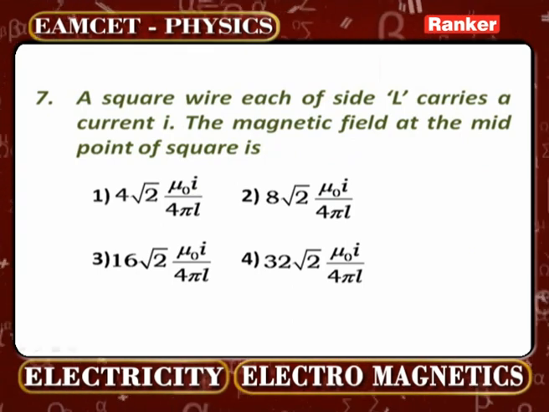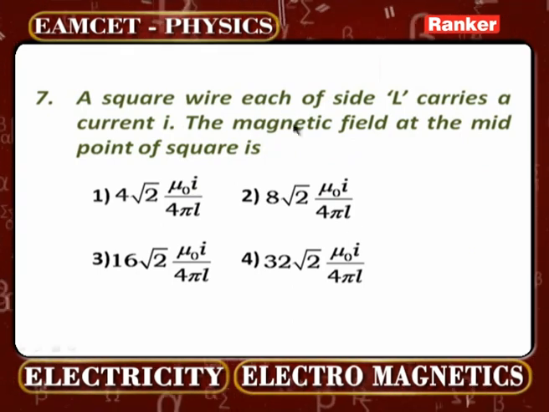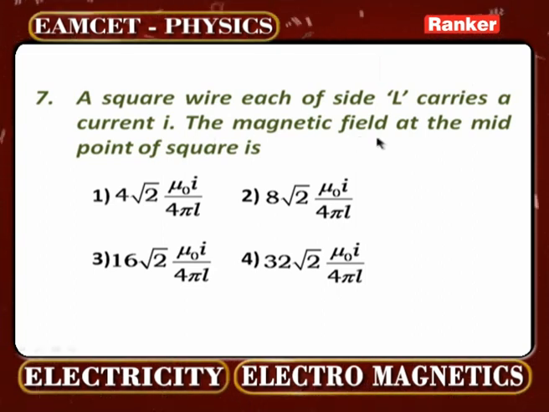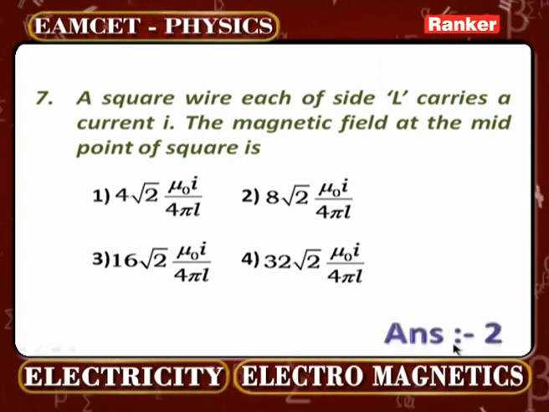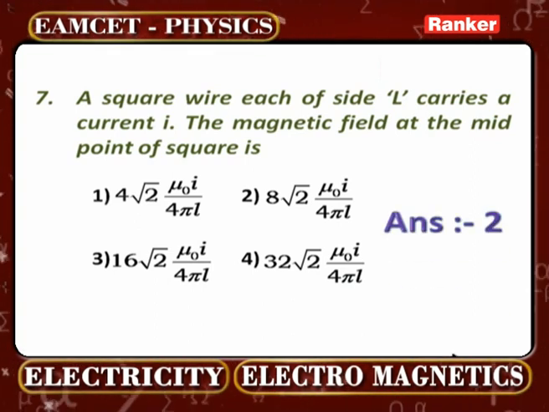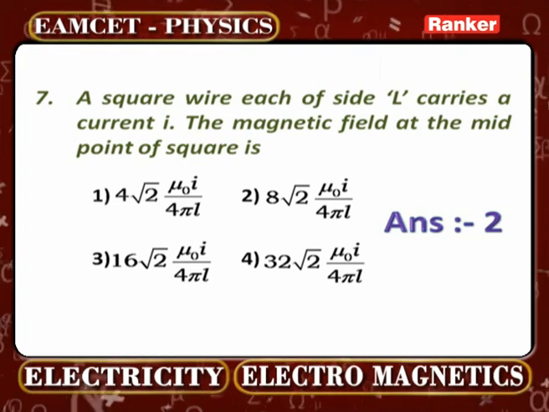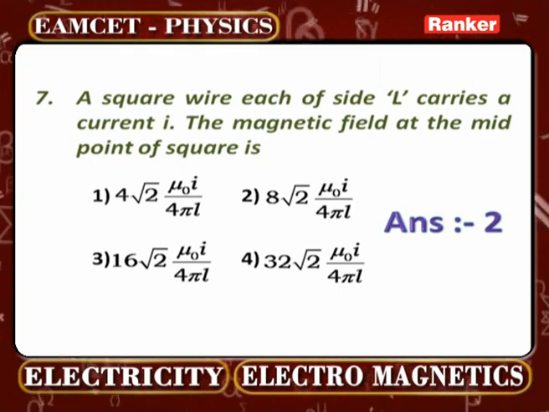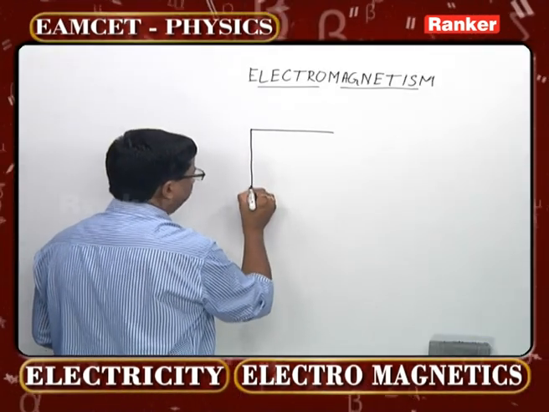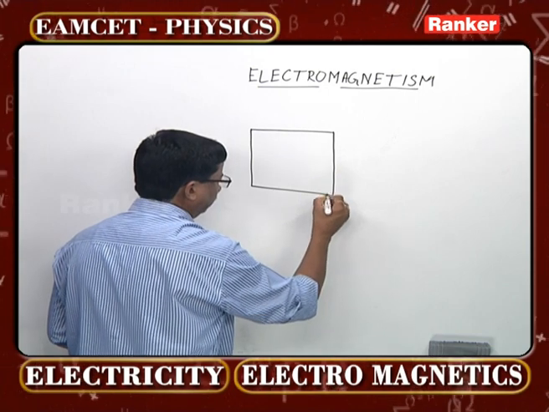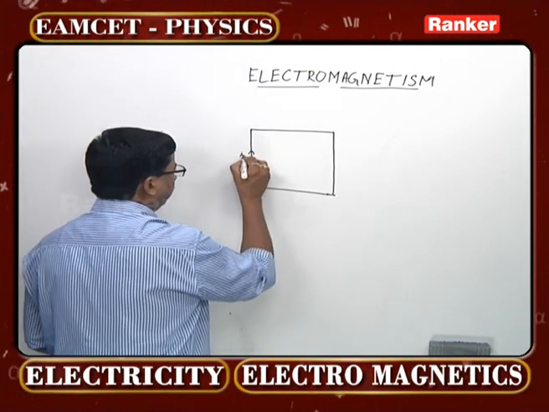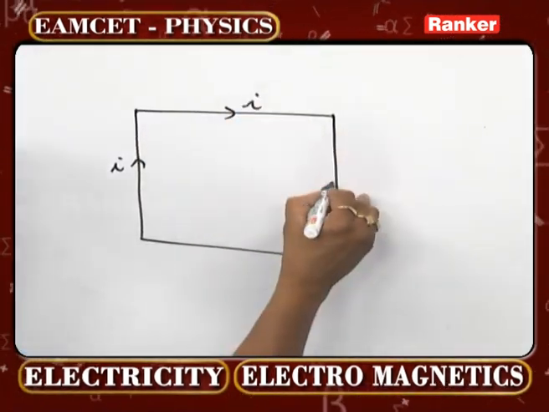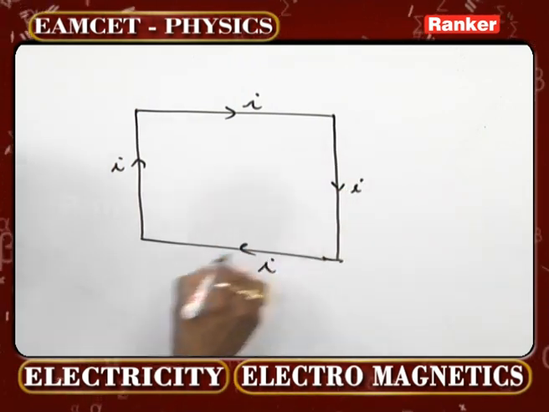Look at the next problem, that is question number 7. A square wire of side L carries a current I. The magnetic field at the midpoint of the square is. In fact, this type of question can be asked in 3 ways. One, they can take a square. One, they can take an equilateral triangle. One, they can take a regular hexagon. Here we are talking of a square. Observe the way we are taking up the method. This is carrying a current I, even here also, here also, here also.